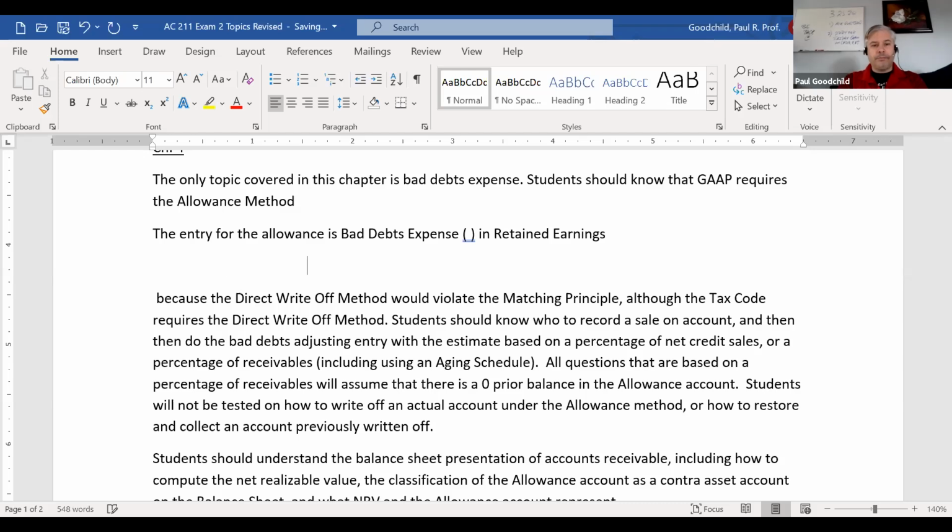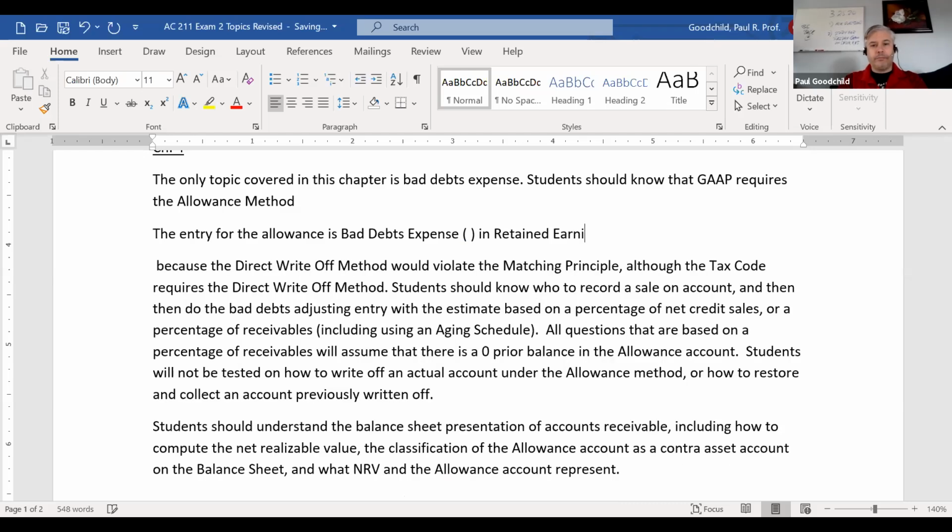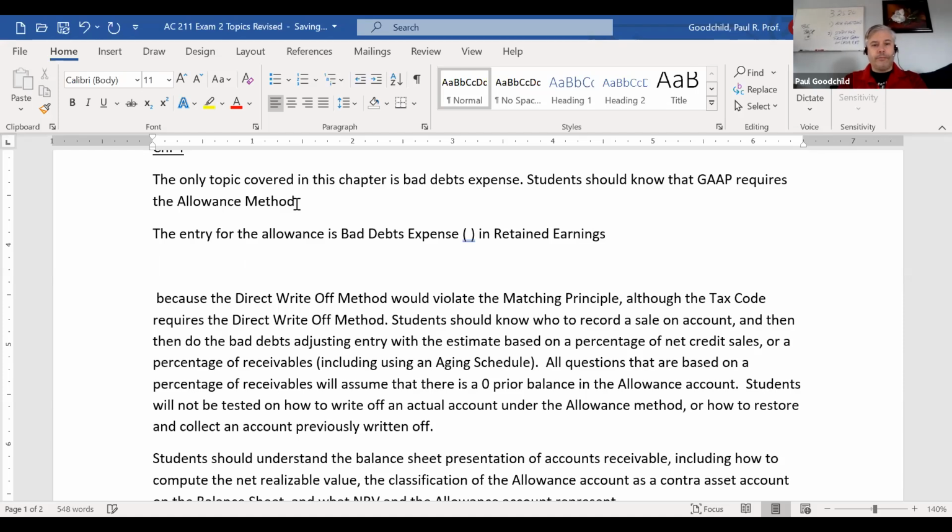And then that's on the asset side, it reduces, it is a contra account. Accounts receivable.